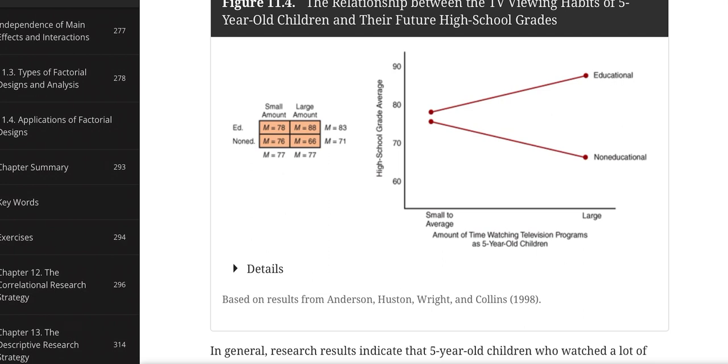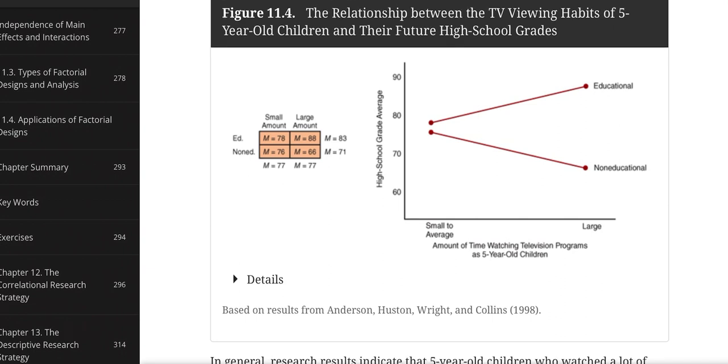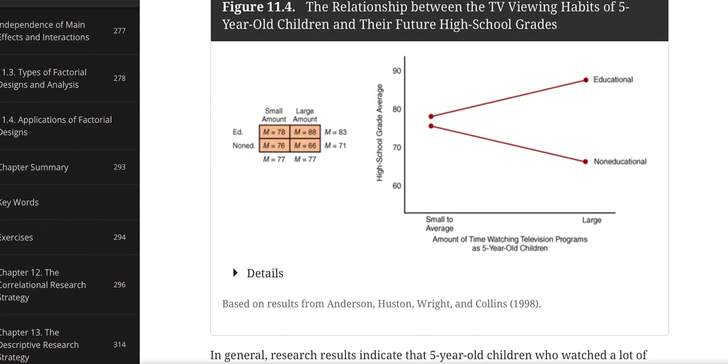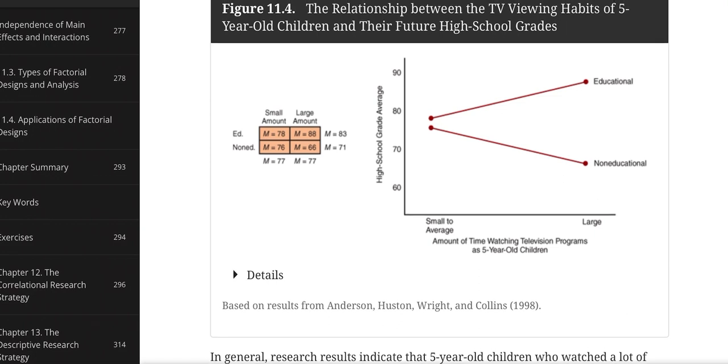Now, if they just watched a small amount of TV as a 5-year-old, it didn't really make a difference whether it was educational or non-educational programming. If they watched a small amount of it, it didn't really increase their high school GPA. So if we wanted to say what's the best way to increase their high school GPA according to these variables and these results, it would be that if they're going to watch a large amount of TV as a 5-year-old, it should definitely be educational and not non-educational, right?